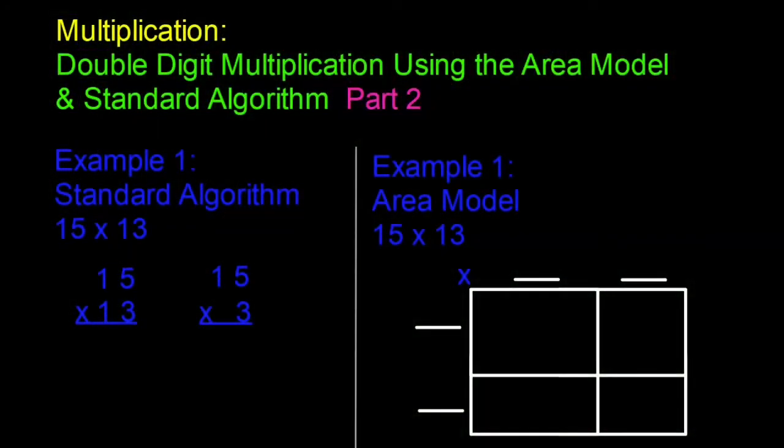Everyone, this is part two to our double-digit multiplication using the area model and standard algorithm work. In these examples, for this one example, for the standard algorithm, there will be some regrouping. When we are multiplying, we've learned that we are stacking or making our work vertical.